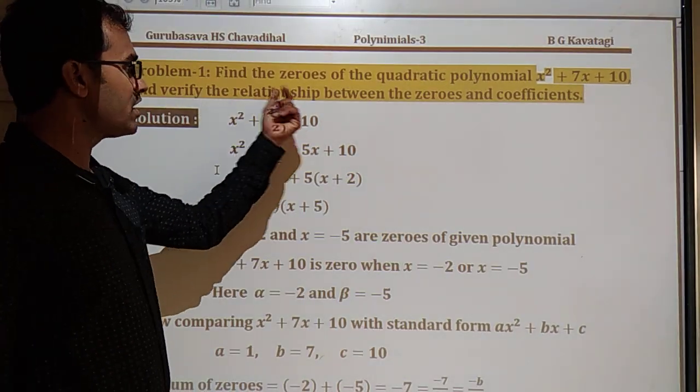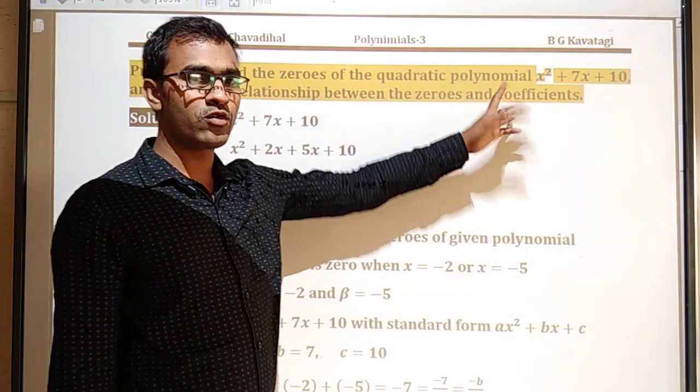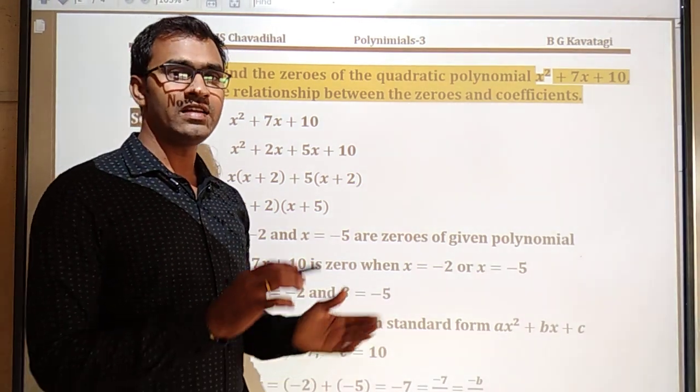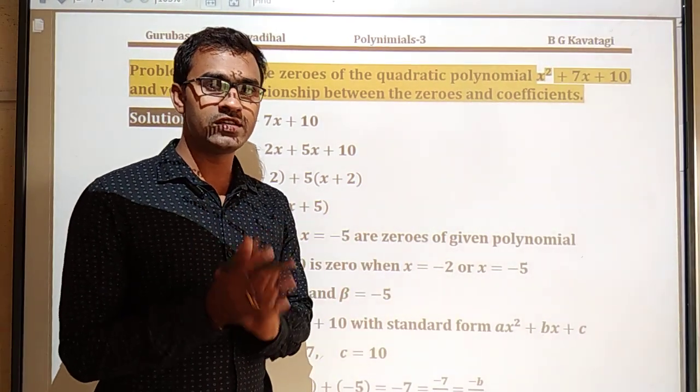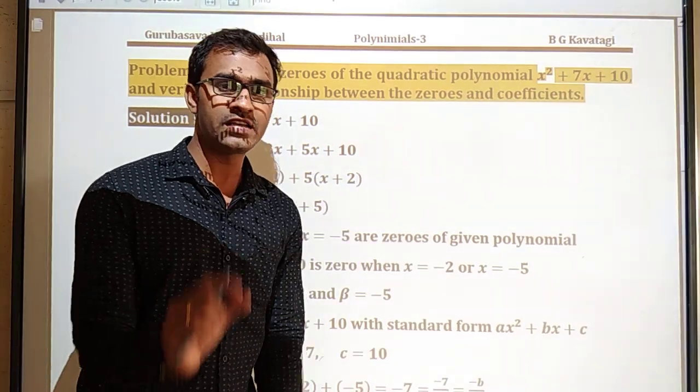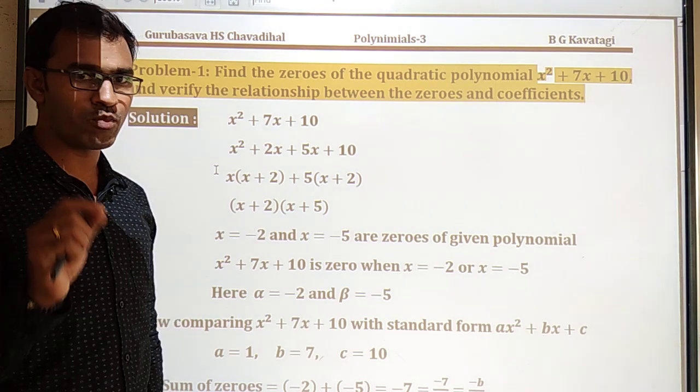and verify the relationship between zeros and coefficients. First you have to find the zeros of the polynomial, and then verify the relationship between the zeros of the polynomial and the coefficients of the polynomial. First, find the x value, the zeros of the polynomial.